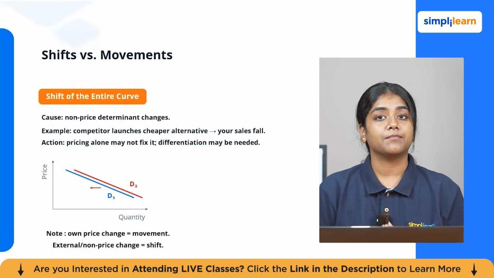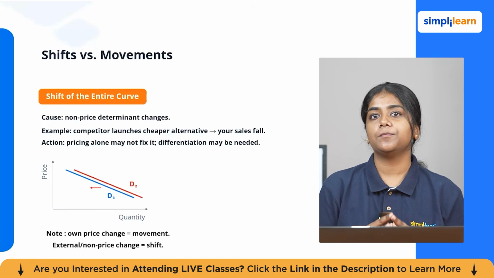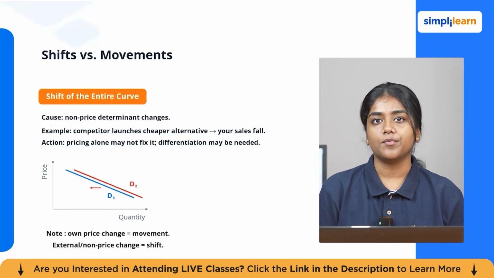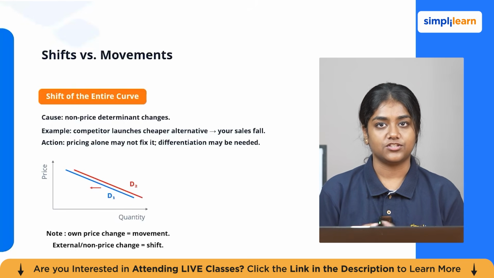Getting this distinction right matters enormously in real business analysis. So if sales fell due to a price increase you made, that's within your control to reverse. If sales fell because of a shifted curve, say a new competitor, pricing alone won't fix it. You may need a different lever, like product differentiation.